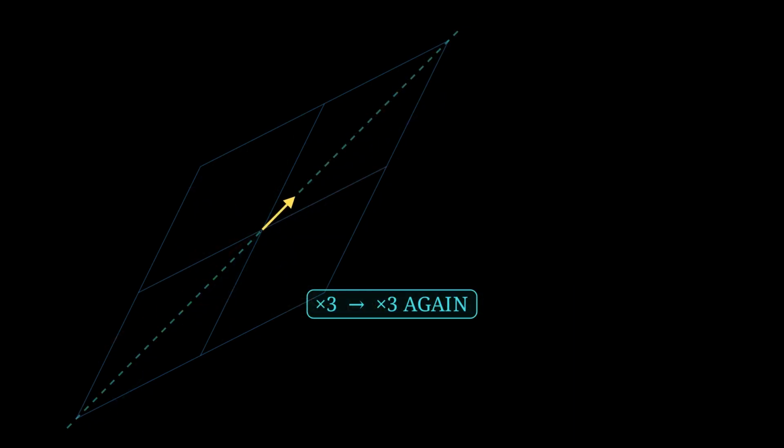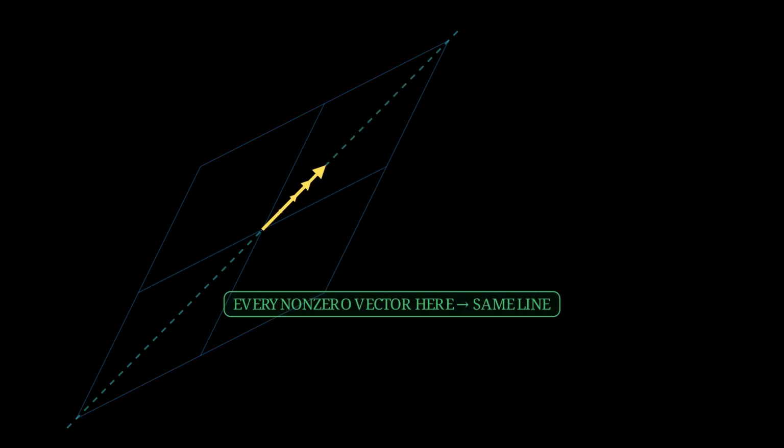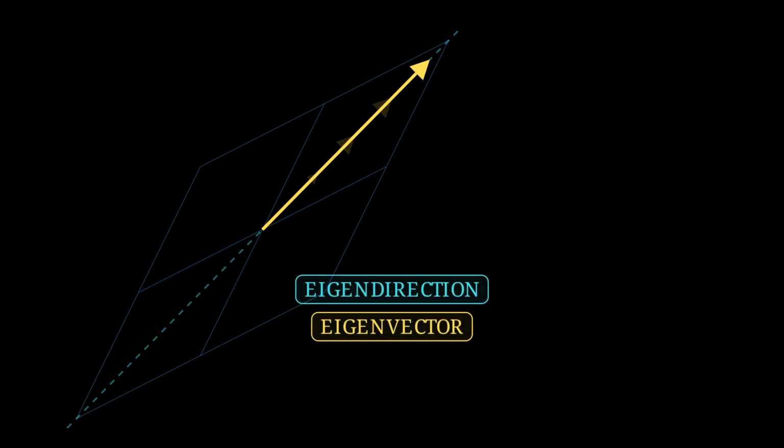Apply the same matrix again. The yellow arrow still stays on that line. This is not a lucky arrow length. Every non-zero arrow on that line follows the same rule. That special line is an eigendirection. An arrow on it is an eigenvector. Now let us find out why.